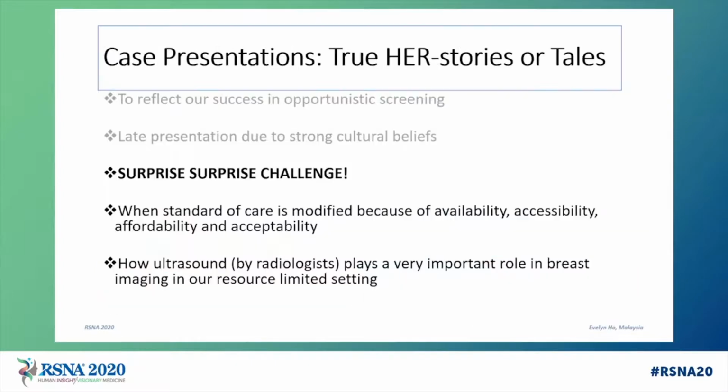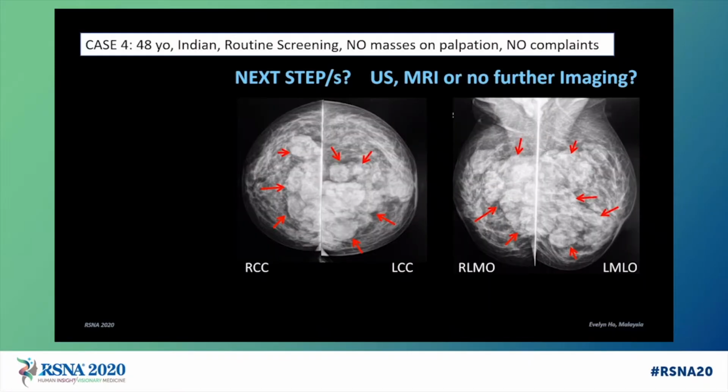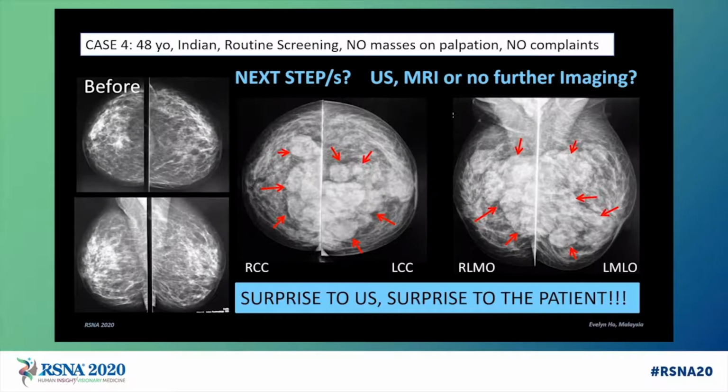Next, we will show you how we can be surprised by findings. A 48-year-old Indian lady came for routine screening. Based on these mammogram findings, would you do further imaging or be happy to call these benign? Bilateral, relatively symmetrically located, well-circumscribed masses, but why were they located posteriorly? So here are her prior mammograms, and it is evident that the findings are iatrogenic.